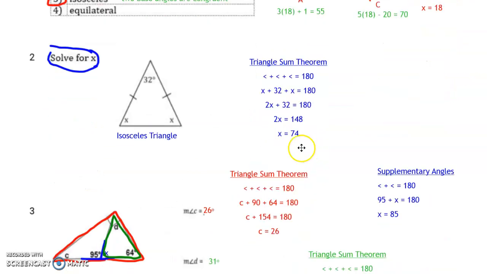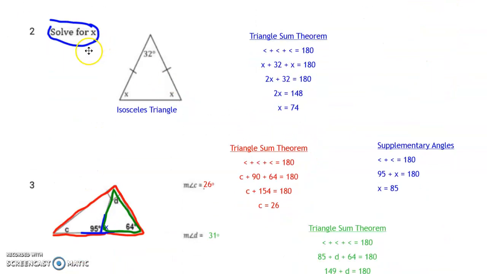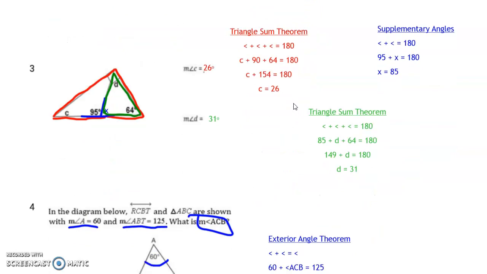For question number 2, it asks us to solve for x. Same thing here, we're using the Triangle Sum Theorem. All 3 angles added together equal 180. Set them up and solve: x is equal to 74. For number 3, it asks us to find these 2 different angles.